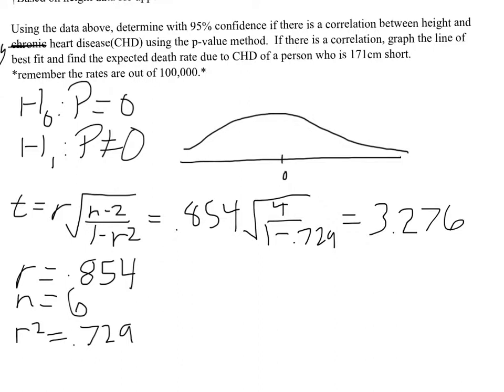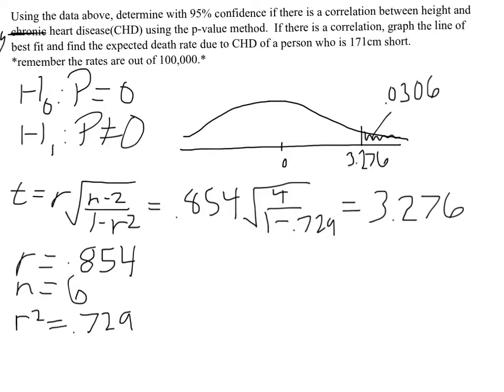We just want to plot that right there. 3.276. Shade in the p value, and that's going to equal, the calculator gives it to you, 0.0306. Let's go 4 decimal places on that one. And since it's two-tailed, just draw this over here. So 0.03 is actually the area of both of those.